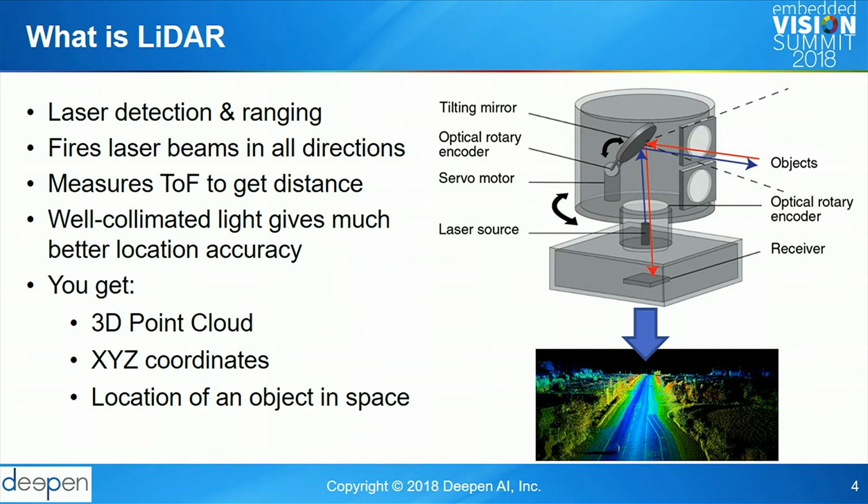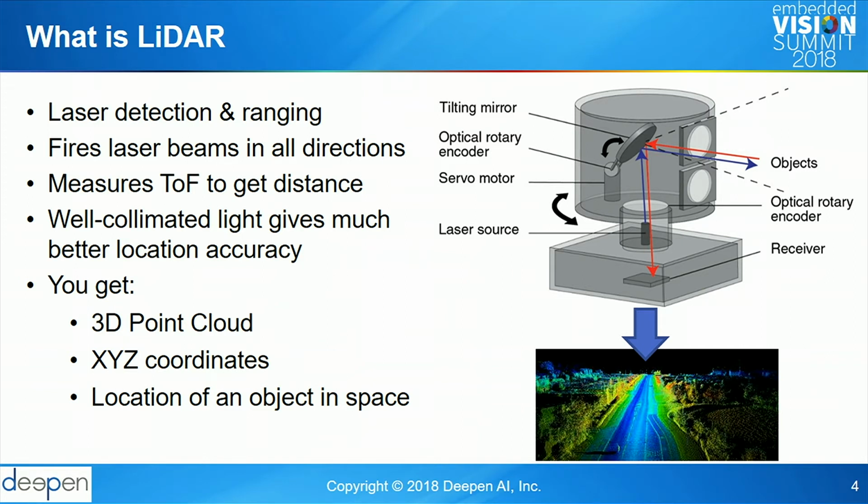What you get back in response after you get these reflections of the light, you can formulate an XYZ 3D point cloud. You get the XYZ coordinates of everything. You can measure velocity using LiDAR. However, it depends on what type of LiDAR technology you're using. The accuracy of the velocity you're getting back may or may not be as good as what you get from a radar. And I think we'll talk about some of the differences between radar and LiDAR later on.